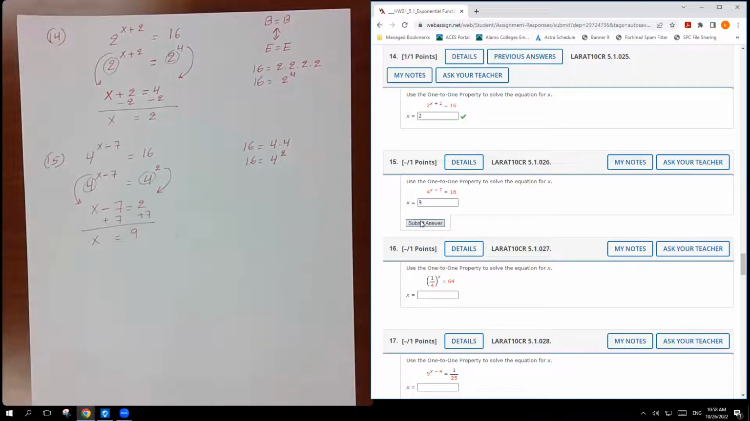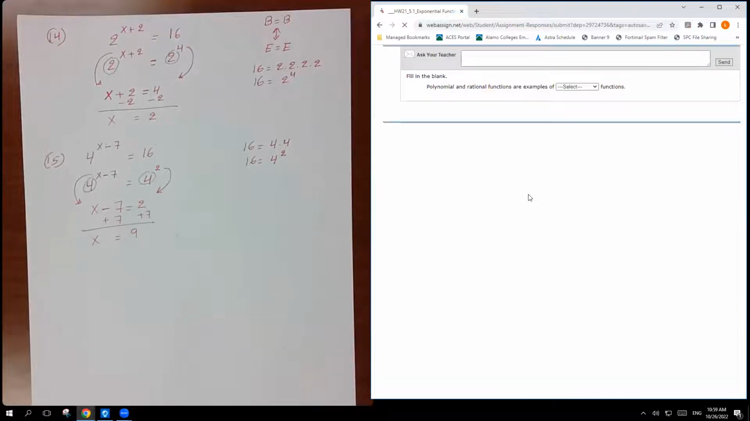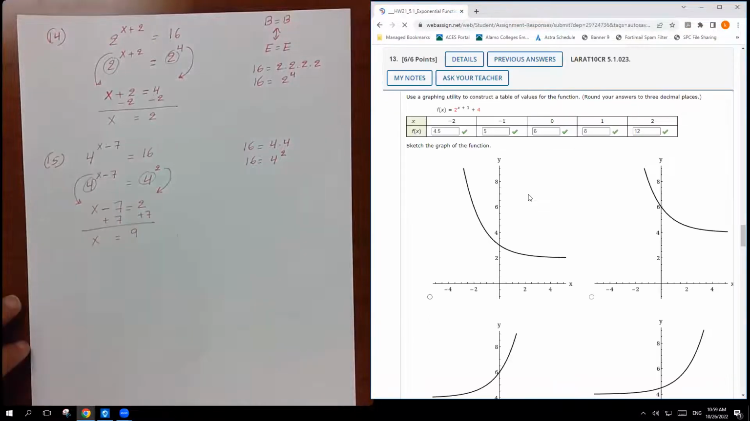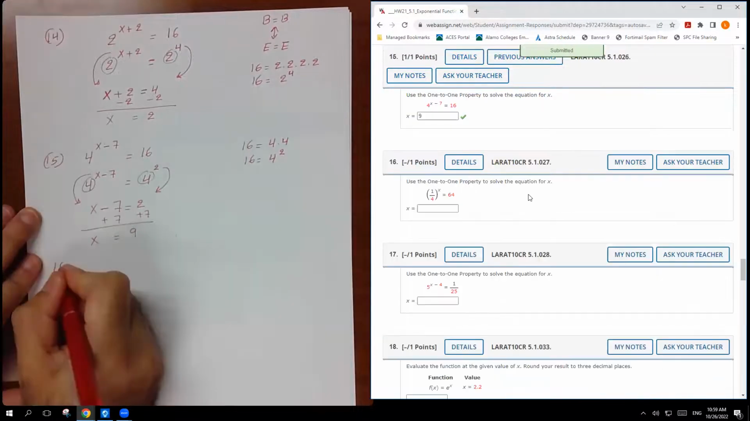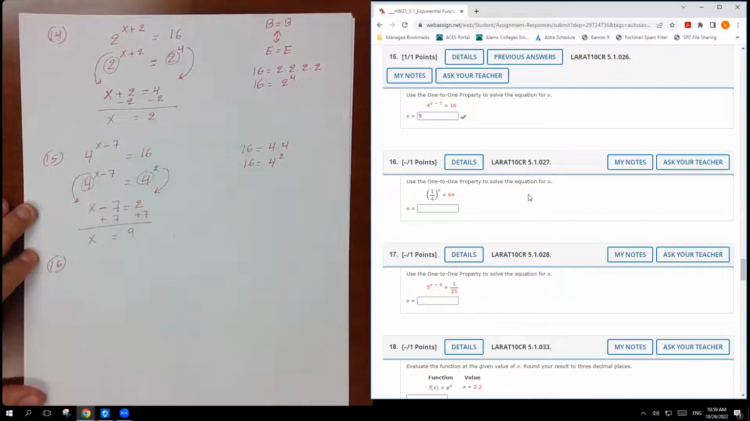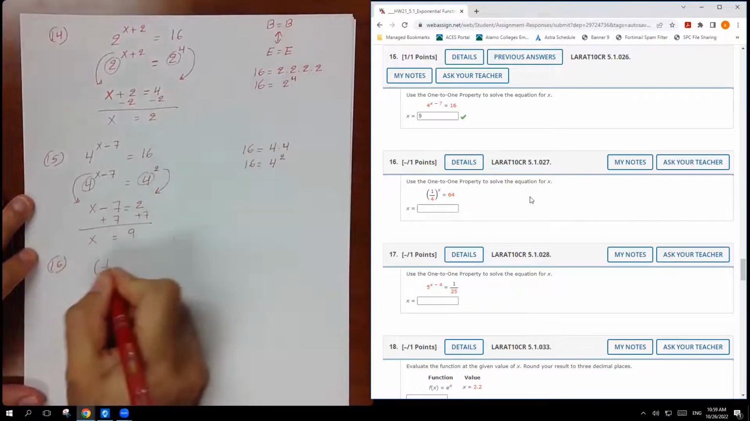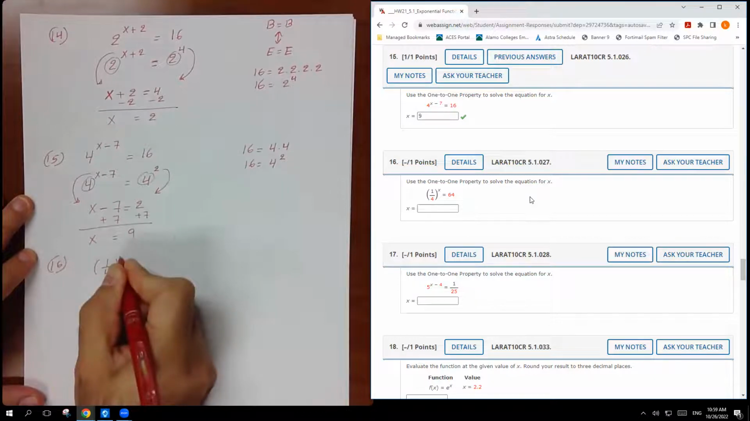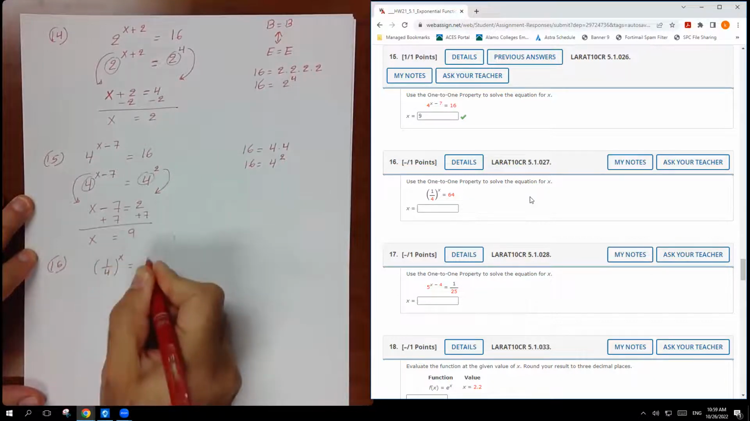Let's look at the next example, example 16. Can we do the same thing? When they ask you to solve, and you can see it's an exponential equation, the only method to solve this one is equal bases. That means equal exponents. So now for example 16, we have 1 over 4 to the power x equals 64.